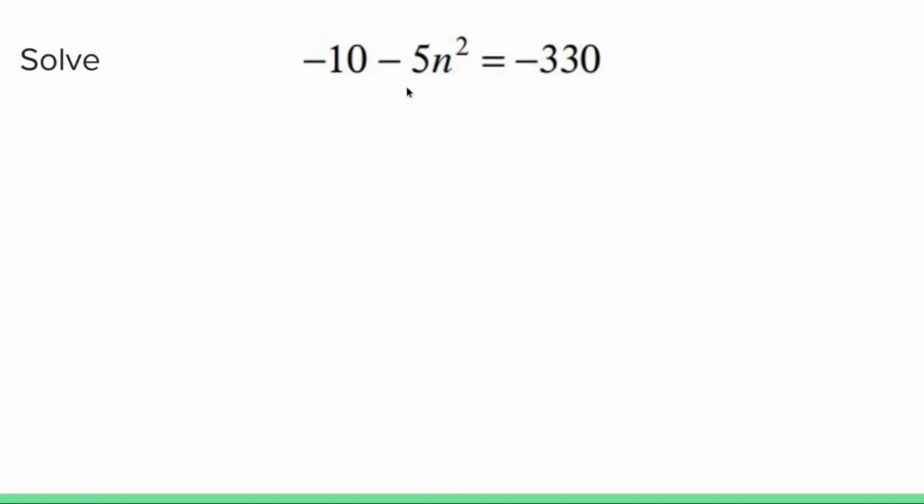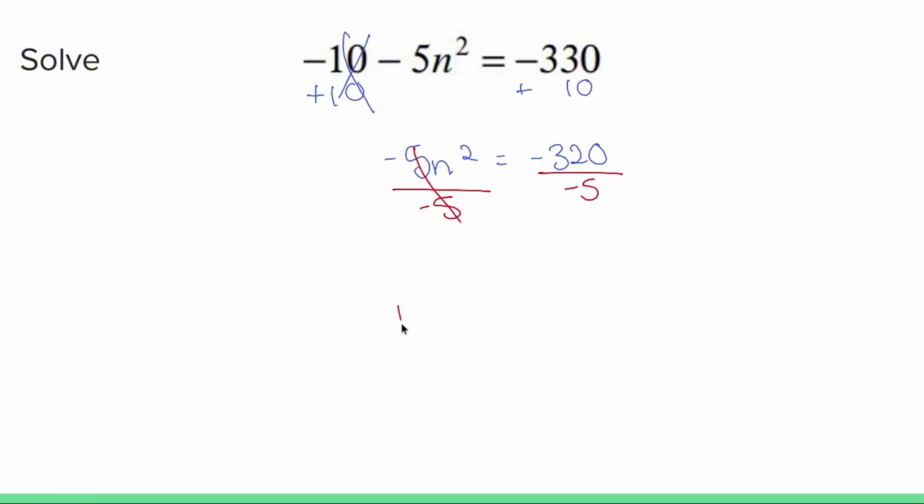Solve negative 10 minus 5n squared equals negative 330. Well, we have to get n all by itself. Negative 10 is floating around, negative 5 is attached. Let's add 10 to both sides, cross you out. Drop down the negative 5n squared, drop down the equals, and negative 330 plus 10 is negative 320. Now I have to divide both sides by negative 5. Cross you out. N squared equals negative 320 divided by negative 5 is 64.